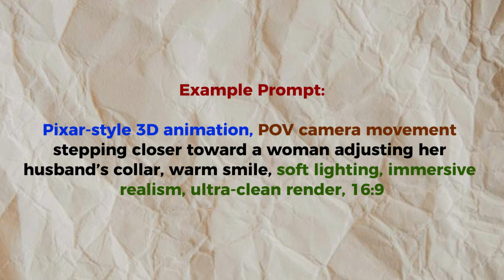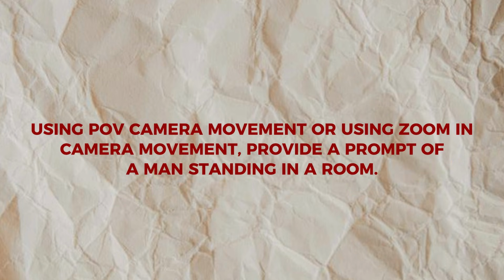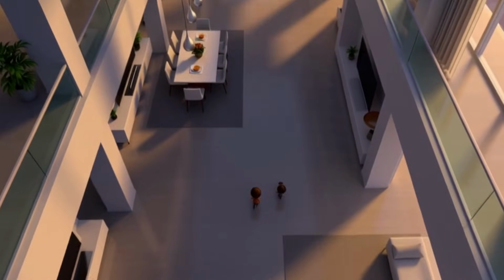If you want to use AI to generate this prompt, you just have to go to ChatGPT and write using POV camera movement or using zoom in camera movement, provide a prompt of a man standing in a room. So it's going to use that camera movement that you have just explained to give you a prompt that you can use to generate your video. So this is an example of a prompt I have used.